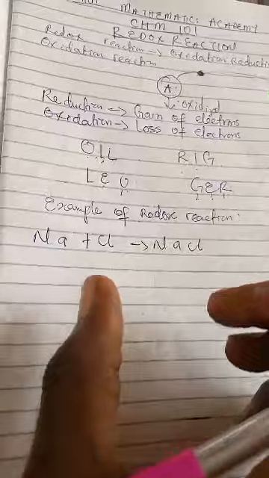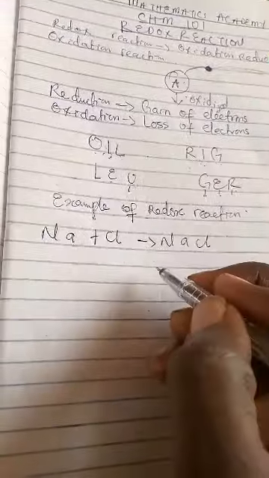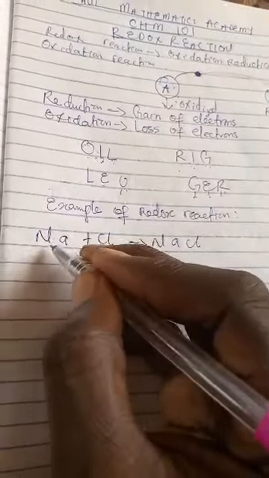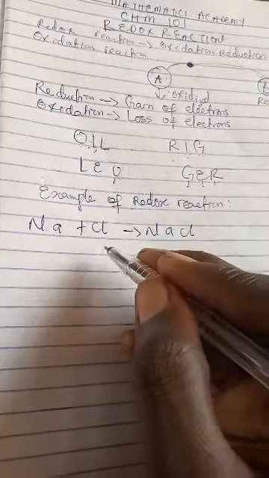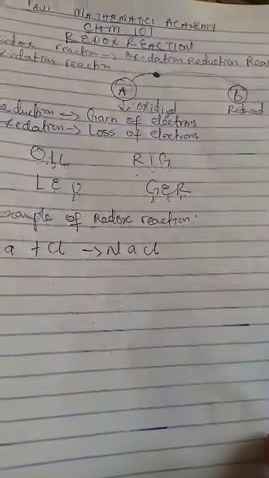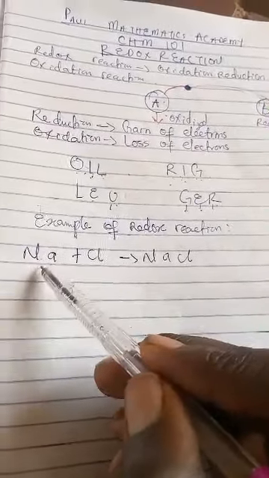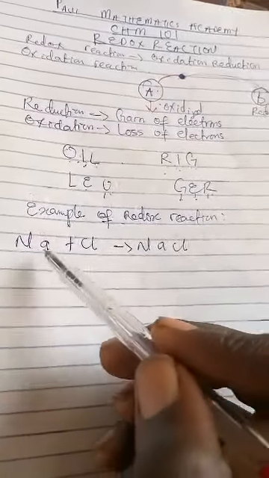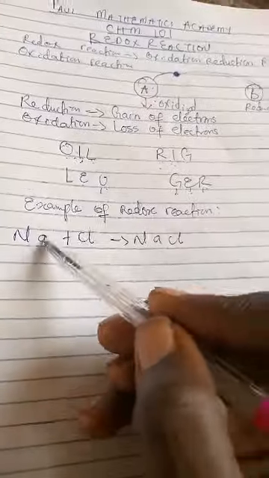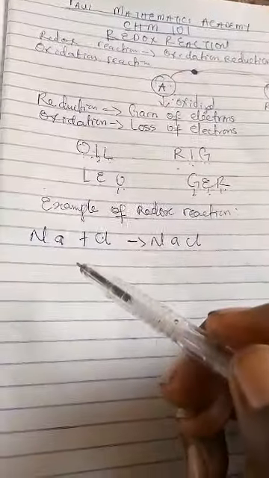Okay, now let me write out the ionic equation. Sodium is a metal, chlorine is a gas as one of the halogens. And then in an ionic equation, the metals lose electron or they release their electron. They donate their electron, while the non-metals receive the donated electron.